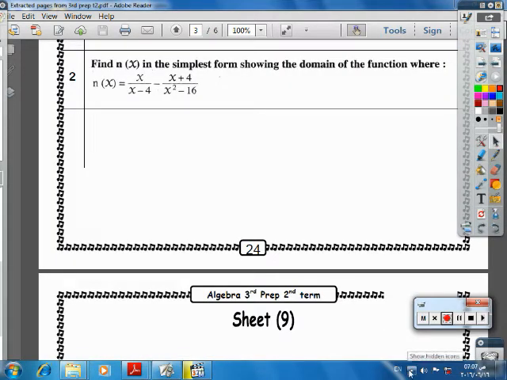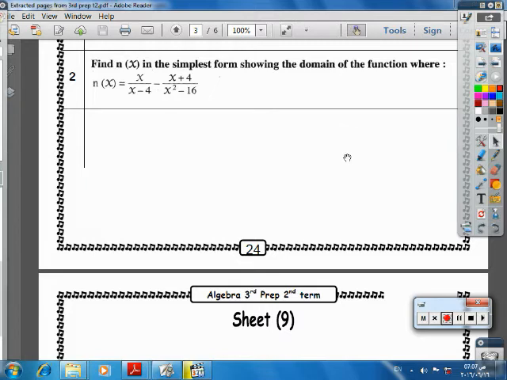Okay, now we turn off the student book and open the sheet, page 24, exercise 2. Find n(x) in the simplest form, showing the domain of the function, where n(x) equals x over (x minus 4) minus (x plus 4) over (x power 2 minus 16).